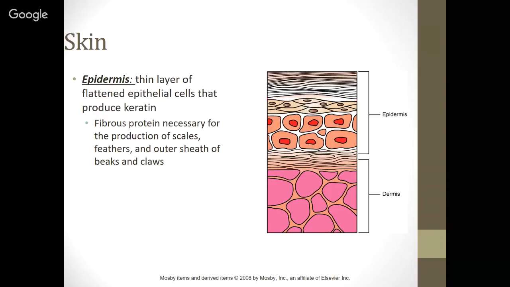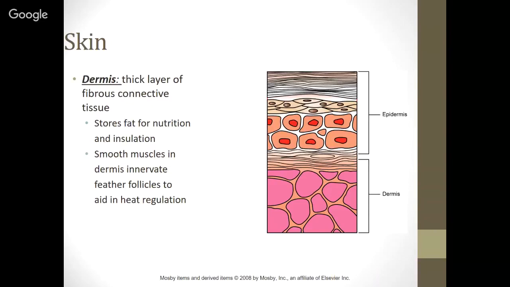Starting with the skin, the epidermis is a thin layer of flattened epithelial cells that produce keratin. As you probably have noted, when you are eating chicken or if you've handled birds at all, they have very thin skin. The keratin is that fibrous protein that's necessary for production of scales, feathers, and the outer sheath of beaks and claws. So a very thin layer of flattened epithelial cells.